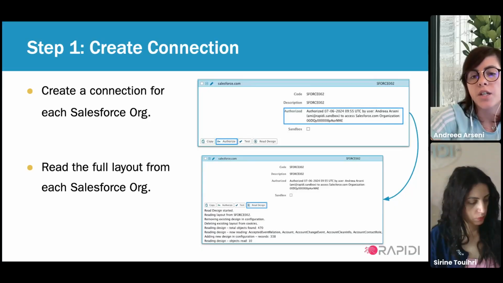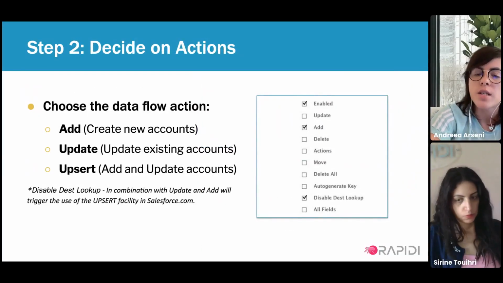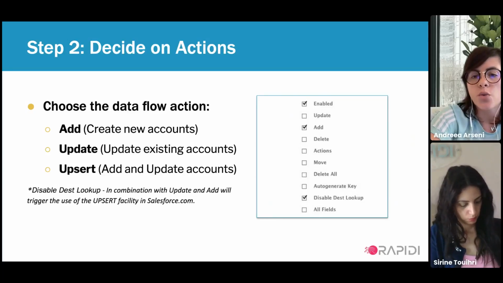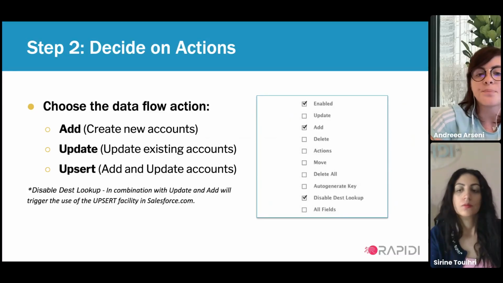So now you have the connection set up. Now you have to decide on the actions. So what do you want to do? When you want to integrate two Salesforce orgs, you have to think, okay, do I need to create new records? Do I need to update them? Do I need to do both? This is something that you have to decide based on your own use cases.